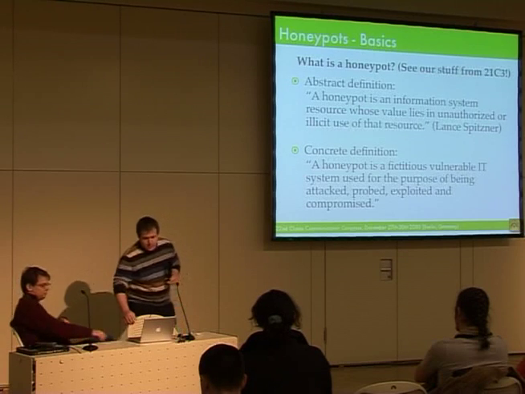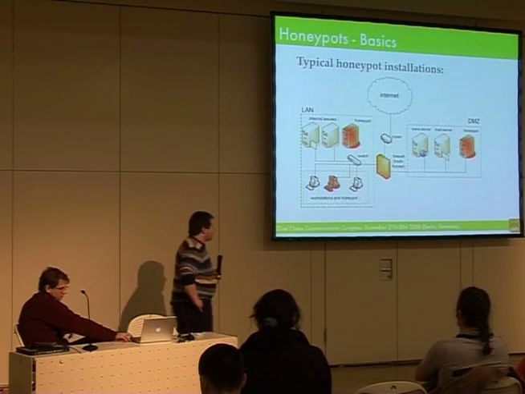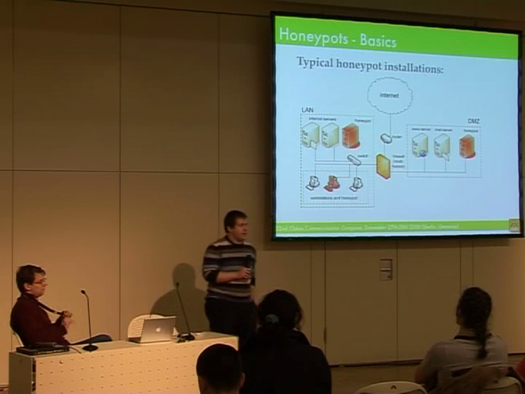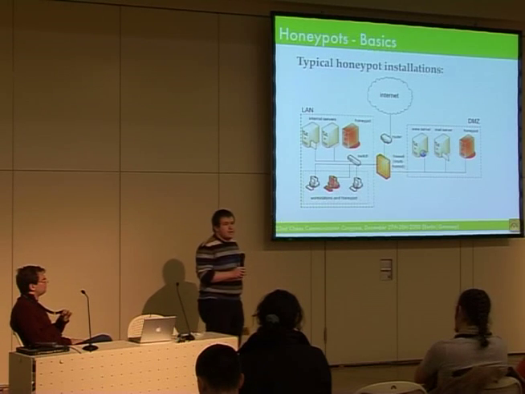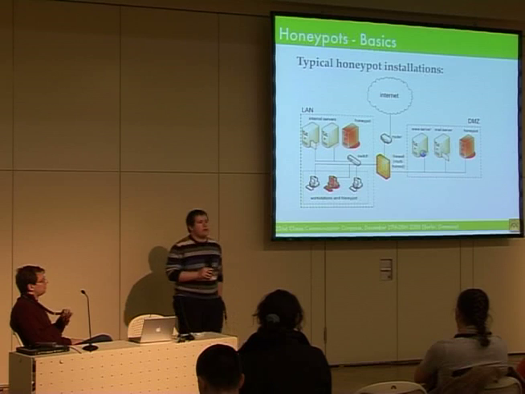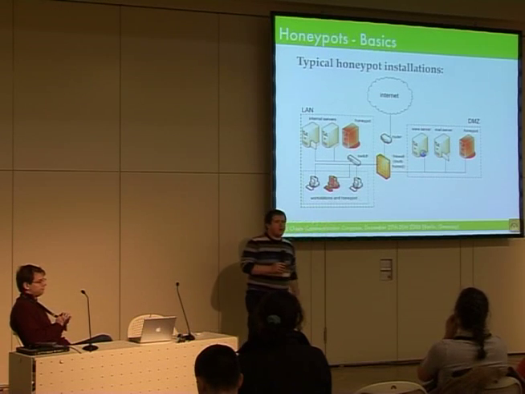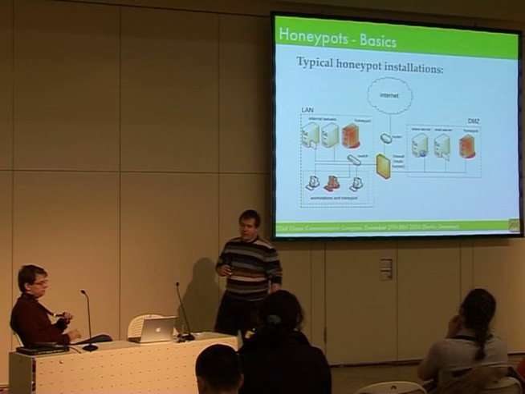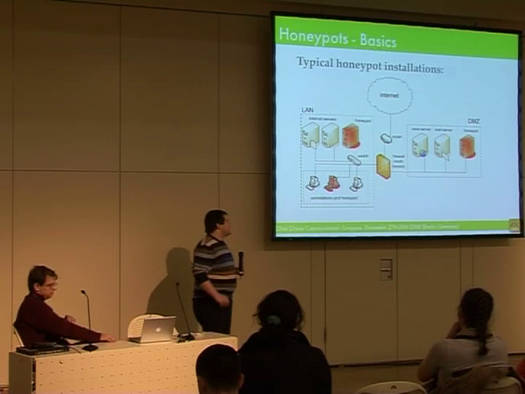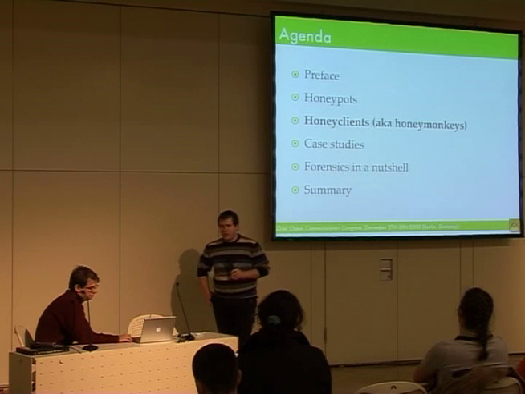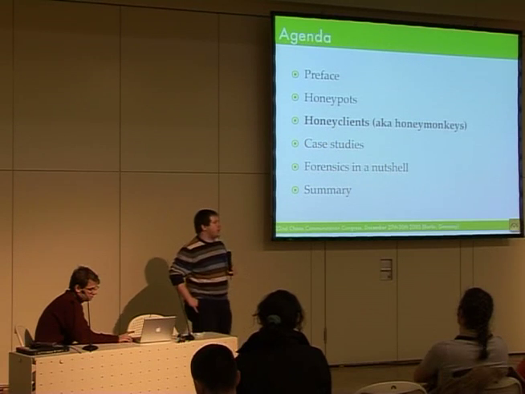What would a typical installation of a honeypot in a corporate environment look like? You can have honeypots basically in every part of your network. You can have it in your LAN, in your normal client area, in your DMZ. You can have it everywhere, even in databases. But this time we're not going to talk about honeypots. We're going to talk about a quite new concept, which is called honey clients.